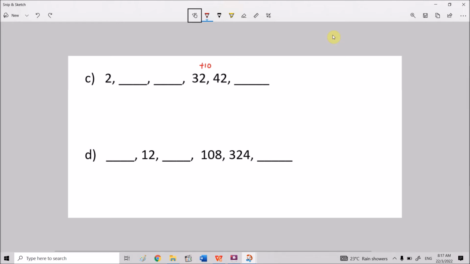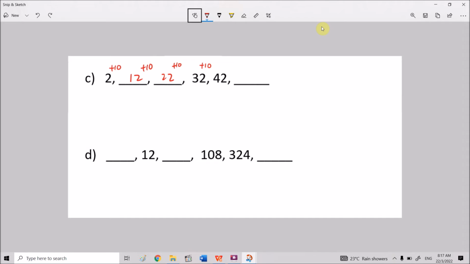What I mean is, our initial guess for the pattern is plus 10. So we try to check our answers whether it's correct or not. So we take 2 here, we also add 10. So we get 12. 12 we add 10, we get 22. 22 we add 10, we get 32, which is the same as these values.